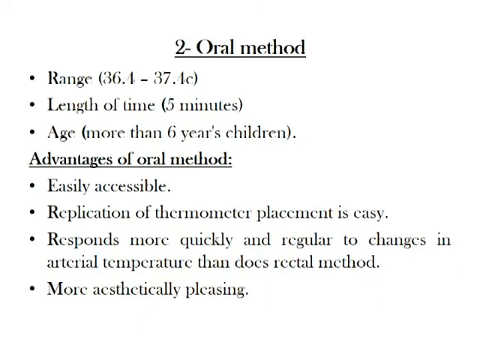Oral method: range 36.4 to 37.4, length of time 5 minutes, age more than 6 years. Advantages of the oral method: easily accessible, replication of thermometer placement is easy, responds more quickly and regularly to changes in arterial temperature than does the rectal method, and more aesthetically pleasing.